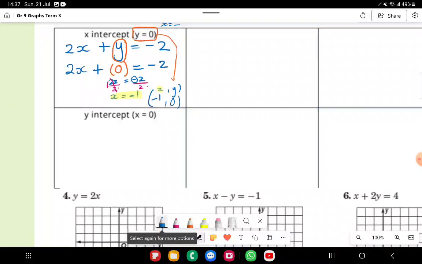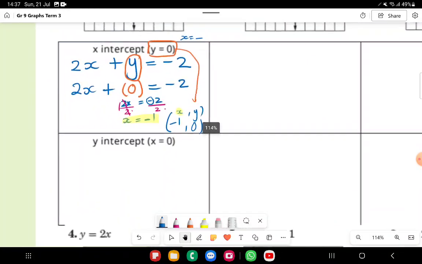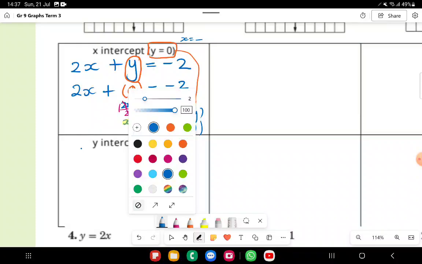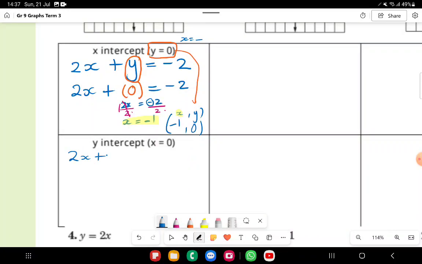Now we're going to do the same thing for the y-intercept. Again, you're going to write y-intercept, x equals 0. Write the equation, 2x plus y equals -2. Now you substitute x equals 0. There is x, replace it with a 0.